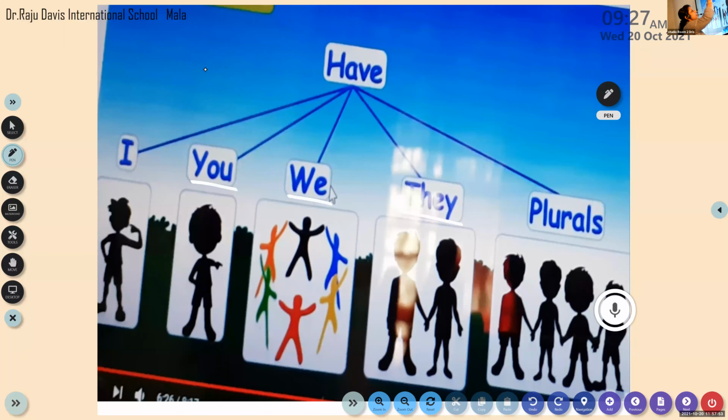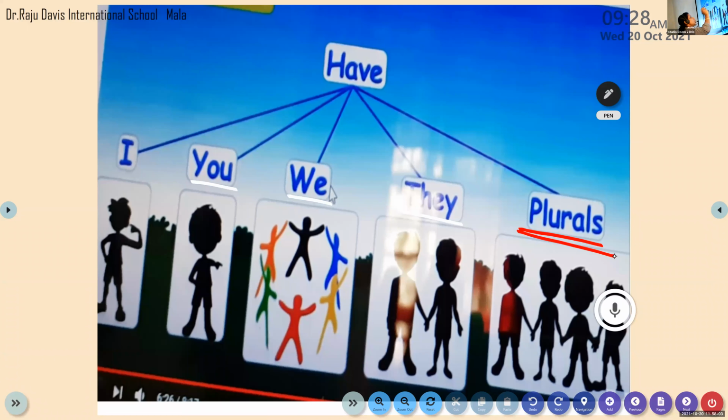Okay, children, with plurals, we use the helping verb have. Have is used with plurals, and it is also used with the pronouns you, we, they, and also with I. All of you, please do look at the table, the slide which is shown here. Similarly, like are, we use have with plurals and also with pronouns you, we, they, and also with I. Okay, I have, you have, we have, they have, and also with plurals.